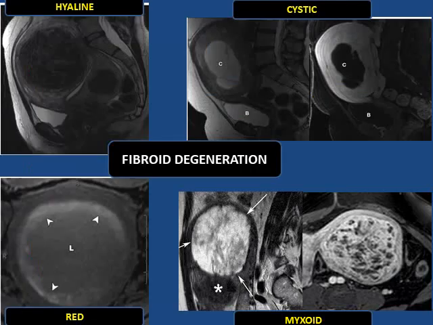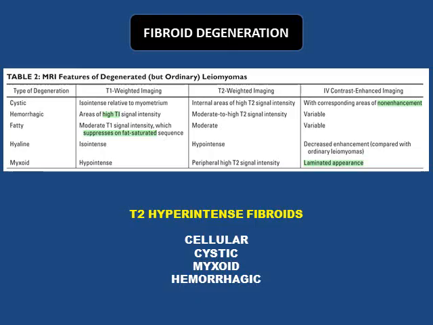Second thing is fibroid degeneration. These are varied degenerations which we routinely see in our clinical practice. In hyaline degeneration, there is T2 hyperintensity. In red degeneration, there is a peripheral T1 hyperintensity. Cystic and myxoid degeneration, both of them will be T2 hyperintense. Whereas in post-contrast, cystic degeneration will not show any enhancement, whereas myxoid degeneration will show delayed post-contrast enhancement. Then there's a fifth entity called fatty degeneration, in which there is fat deposition within the fibroid.